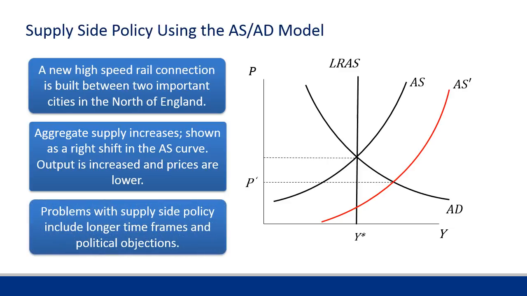What we see is that supply side policy has given us an increase in output and lower prices in the economy in the short run.